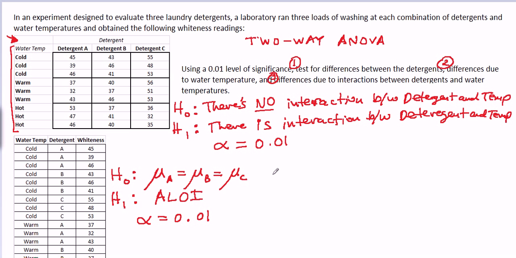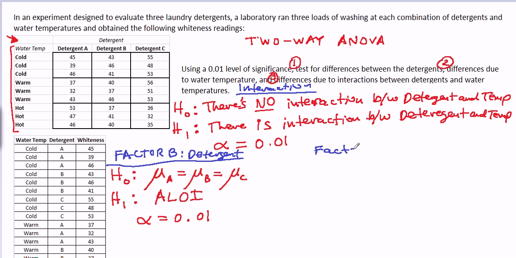So that's for detergent. I'll label these in another color. Actually, let's do this. So this was for interaction. That's the first test we'll do. This was for factor B. I just happened to call, if you recall from part 1, I called detergent factor B, or just say detergent. And here I'll squeeze in at least the hypothesis test for factor A, which was water temperature, or just temperature for short.